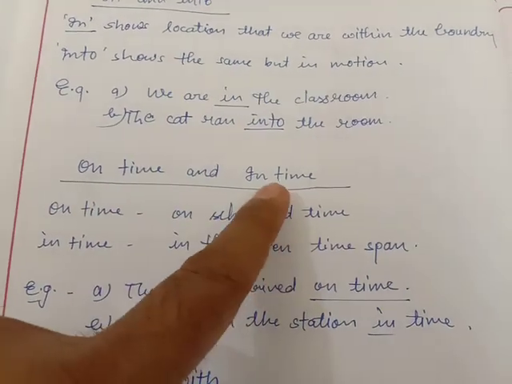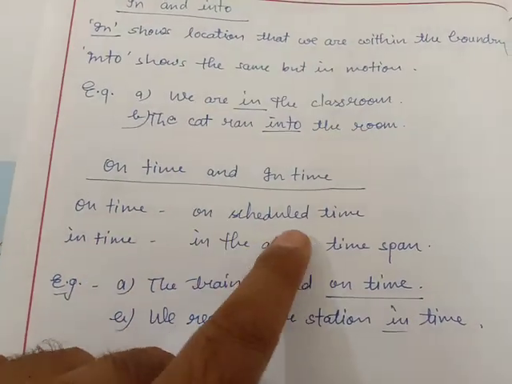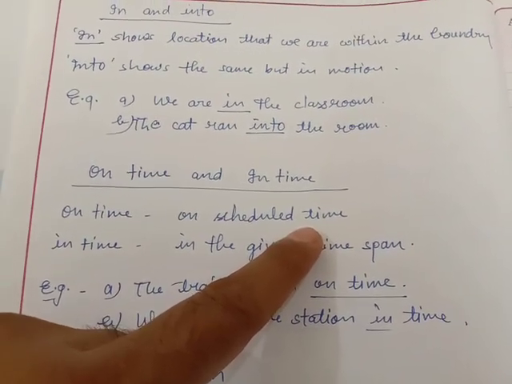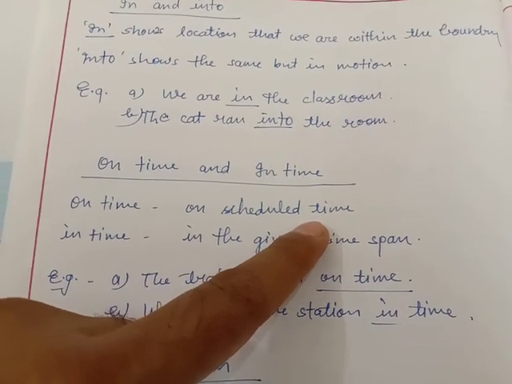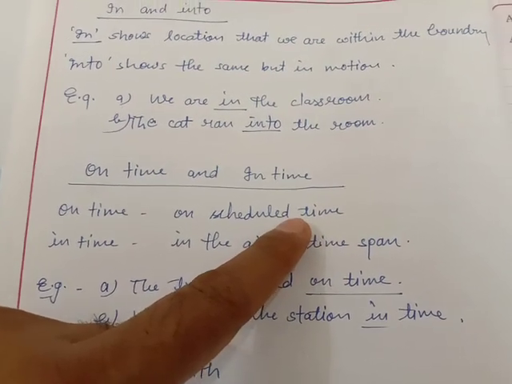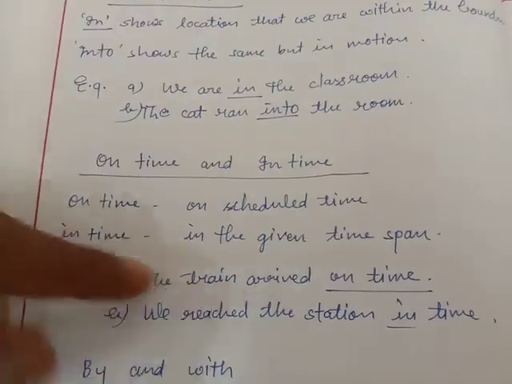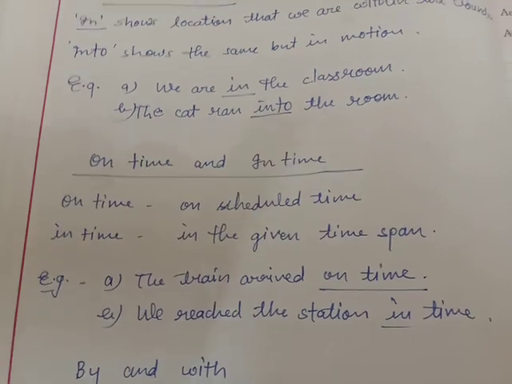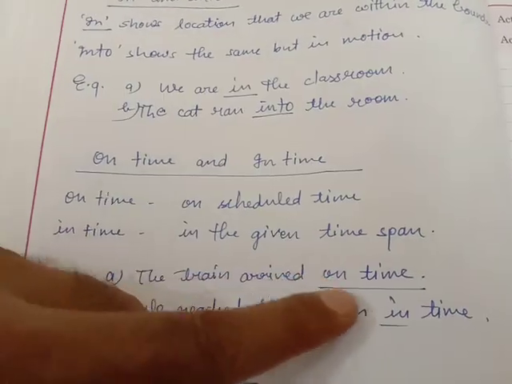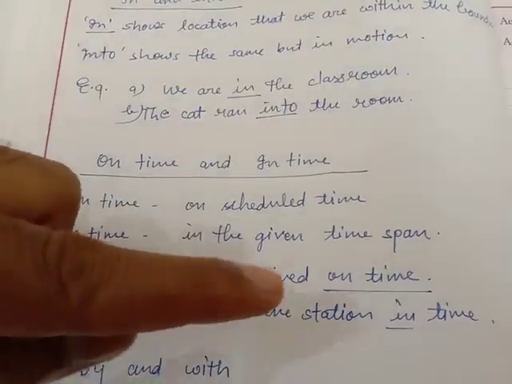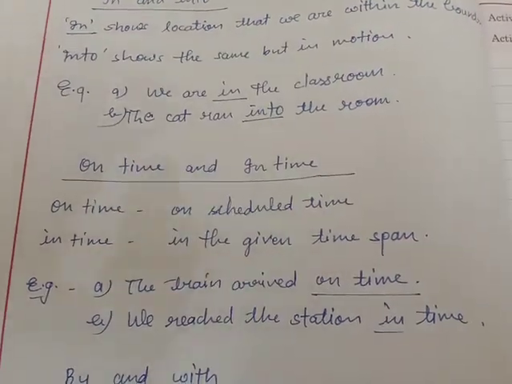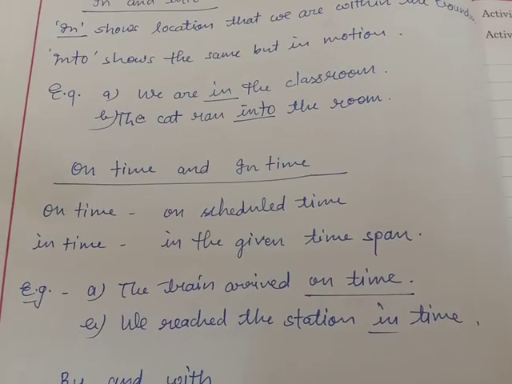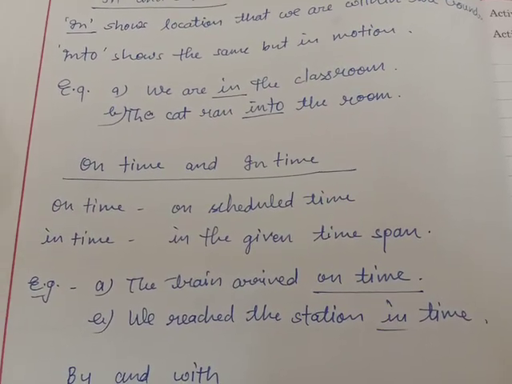Next, on time and in time. On time shows scheduled time, such as the train is scheduled at 10 o'clock, 10 a.m. Suppose 10 a.m., then I will say the train arrived on time. If it arrives exactly at 10 a.m., then the train arrived on time. We reached the station in time means the timing of reaching is 10 a.m. and we have reached there by 10 a.m.